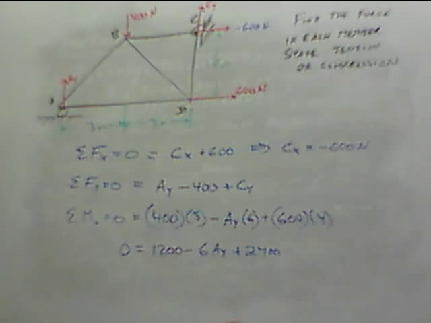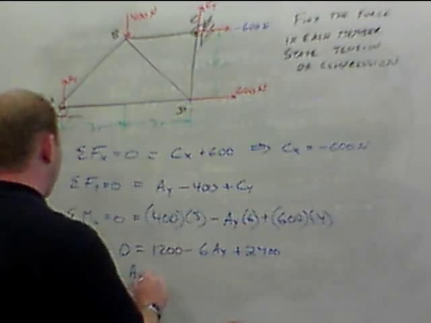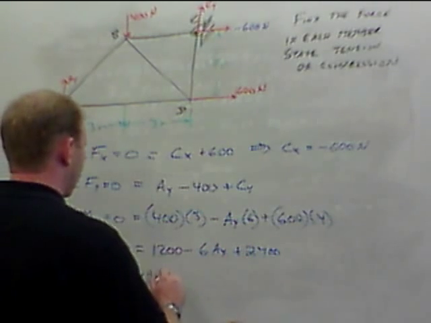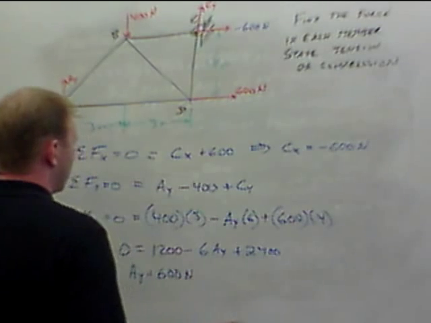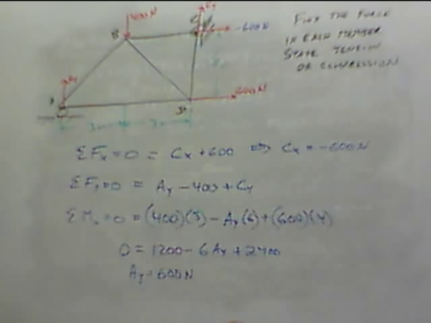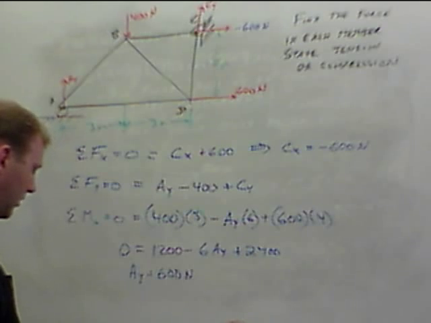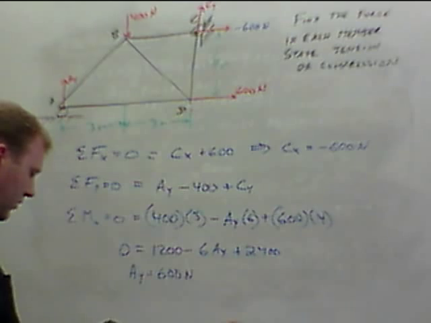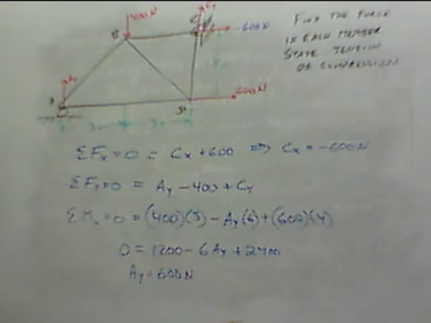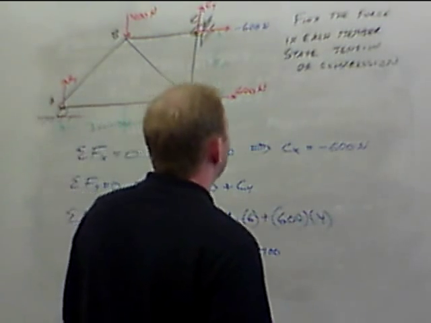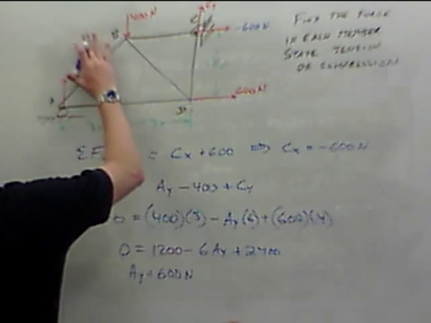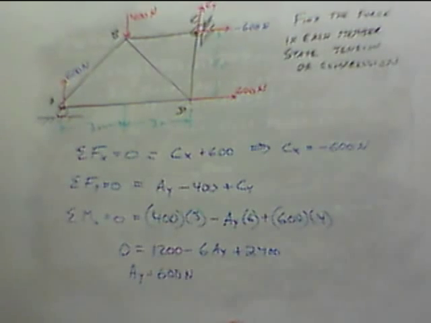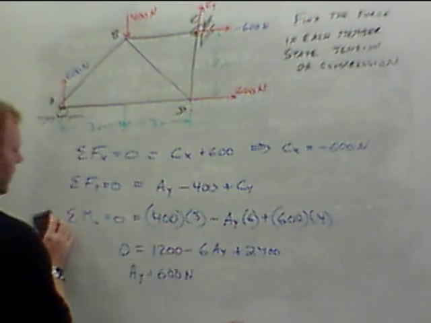Bring this over, solve it out, we get Ay is equal to 3600 divided by 6, which is 600 newtons. Let me double check the math there because I'm not trusting myself right now. And it does end up being positive. So Ay is a positive 600 newtons. So this goes in here. So I'm done with this.